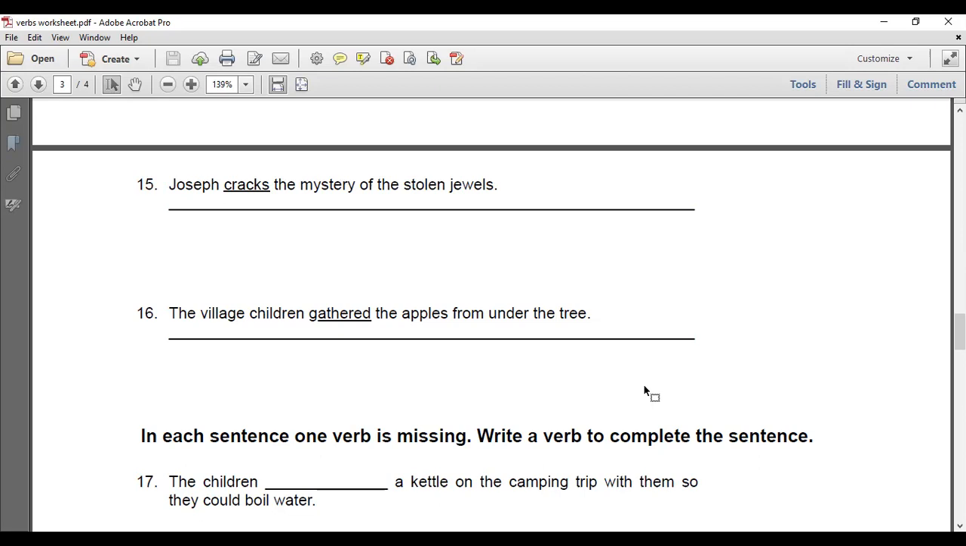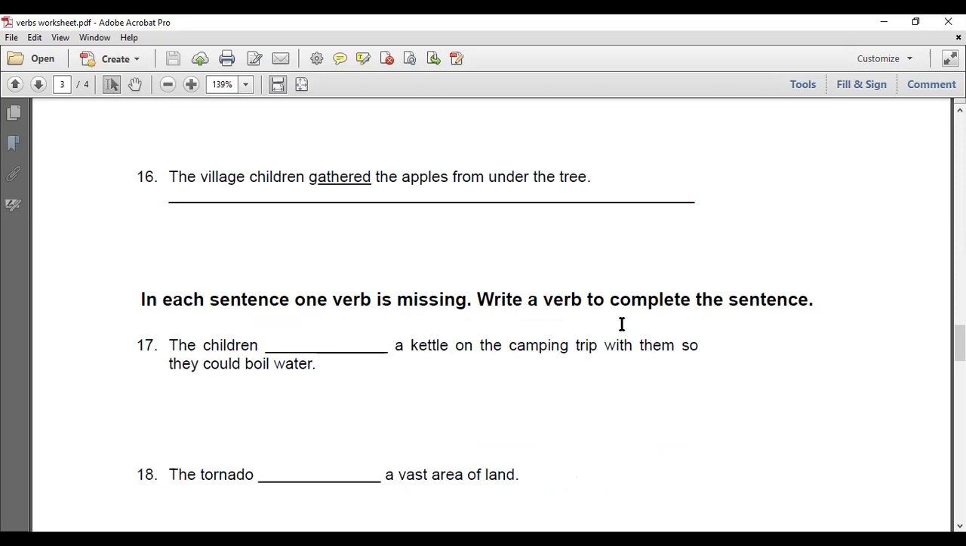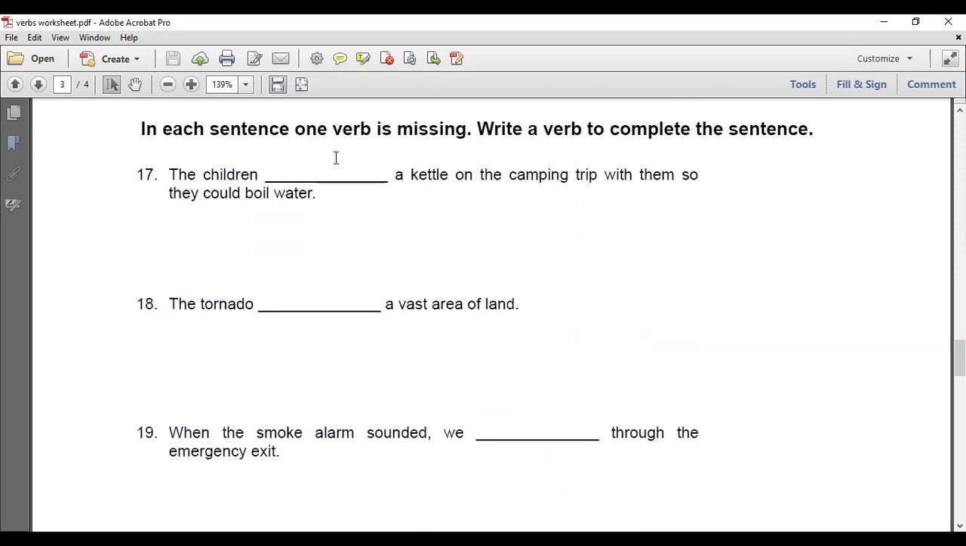Okay, students, now we come to the last part of this worksheet. Over here, in each sentence, a verb is missing. You have to write the verb to complete the sentence. The children dash a kettle on the camping trip with them so they could boil water. Just write the answer.